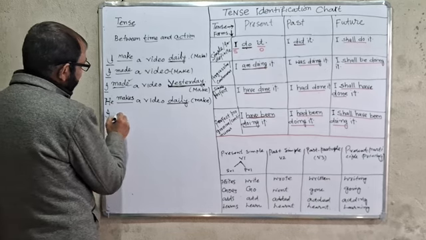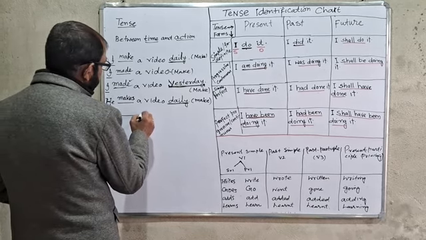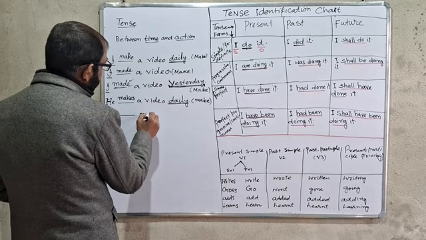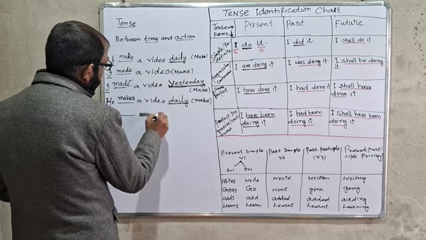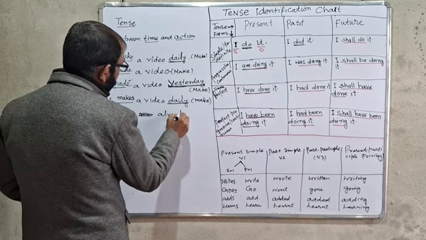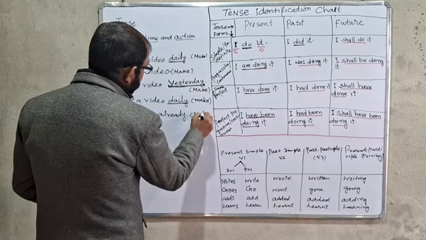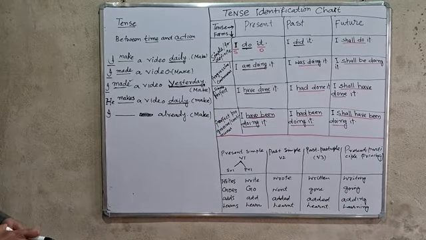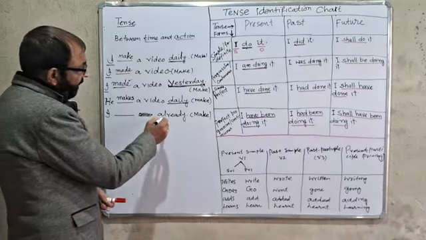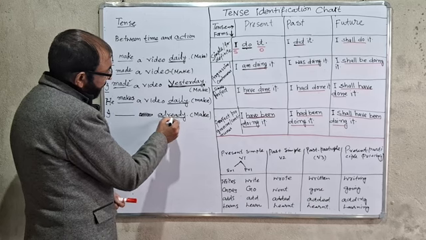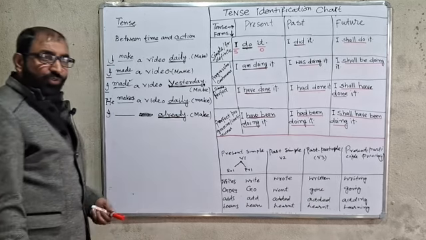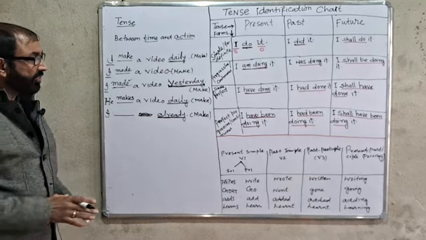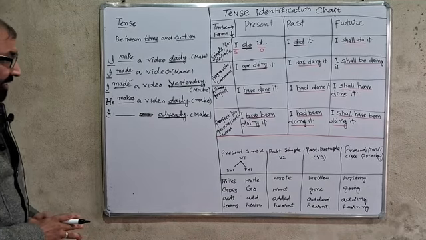I dash already. Verb is make. I dash already make. Here the word already is also a time adverbial. It refers to actions that are just finished, which means those actions which are in a perfect state.